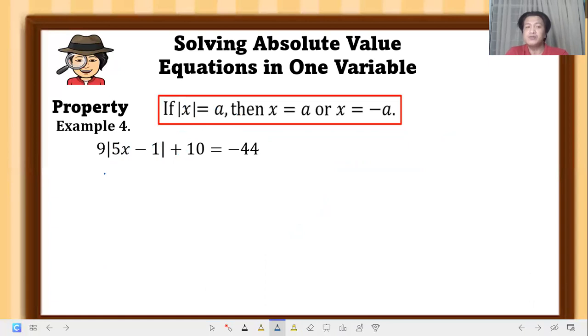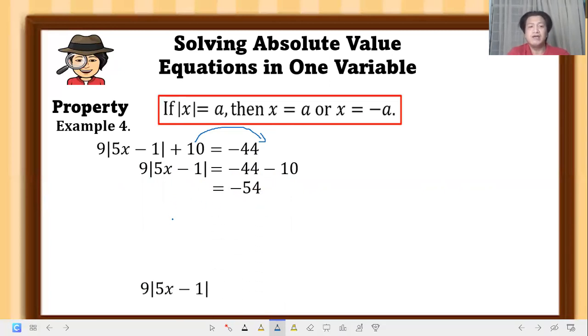Okay, remember, you have to simplify first. Since may constant term dito na 10, you have to transpose on the right side. That will become negative. Kaya nga, simplify mo to, -44 minus 10 na siya, and copy mo lang muna yung natira, 9 times the absolute value of 5x minus 1. Then, what is -44 minus 10? Combined like terms, -54 na siya.